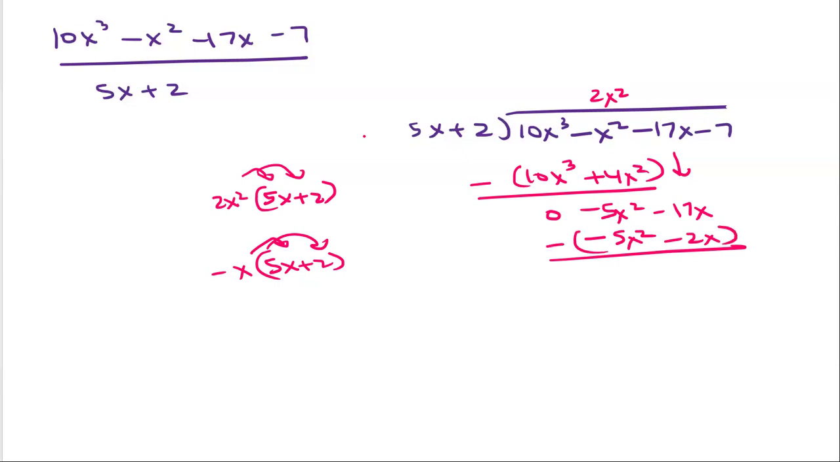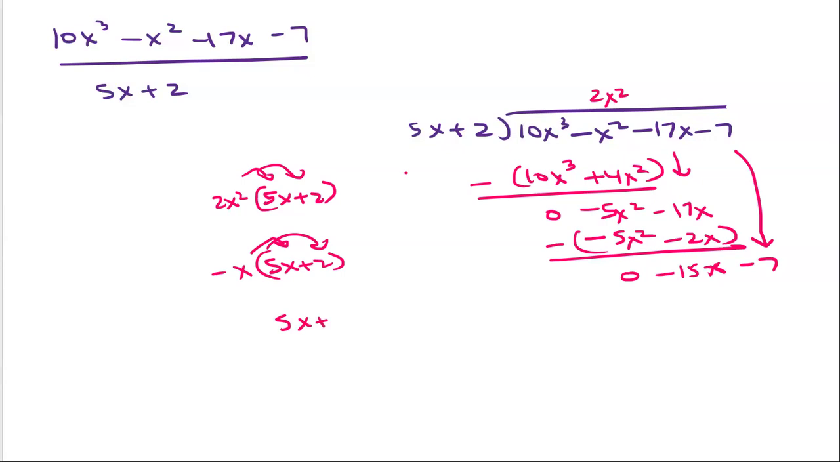Then I subtract the whole thing. So negative 5x squared, then again, negative negative is a positive. So that will give me a positive 5x squared. So negative 5x squared plus 5x squared is going to give us 0. Negative 17x, again, negative negative is a positive, that'll be a positive 2x, right? That will give us a negative 15x, okay? Right? And then I just bring down my last number, the minus 7, right? Then I do it one more time.